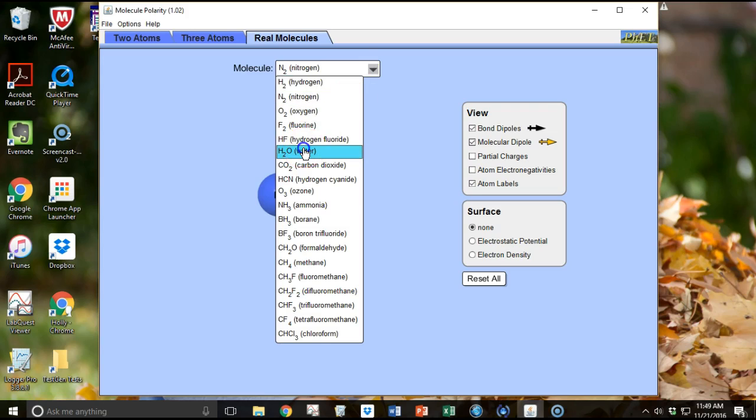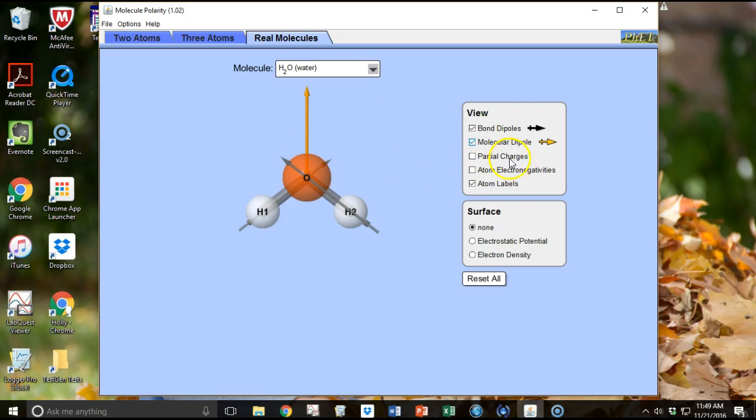We have water. You should know the polarity of water already. However, take a look. Notice the oxygen is partially negative, and hydrogen is partially positive. So there are those partially positive and negative charges. Again, from the electronegativities, you can tell which way the electrons are going to go.